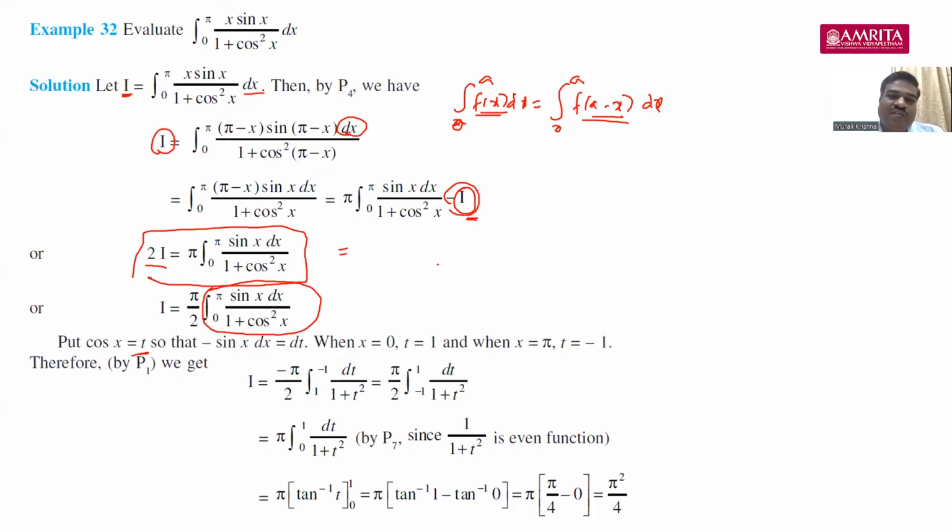Sometimes in some questions, 2I is equal to some 5. Then from that you can write I equal to 5 by 2. That means instead of another integration, you may land with a constant. You may land with a constant. That means I equal to 5 by 2 is the answer you can write directly.